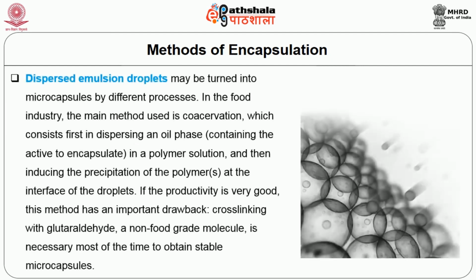Next, dispersed emulsion droplets may be turned into microcapsules by different processes. In the food industry, the main method used is called coacervation, which consists first in dispersing an oil phase in a polymer solution and then inducing the precipitation of the polymer at the interface of the droplets. If the productivity is very good, this method has an important drawback, which is cross-linking with glutaraldehyde, a non-food grade molecule which is necessary most of the time to obtain stable microcapsules.